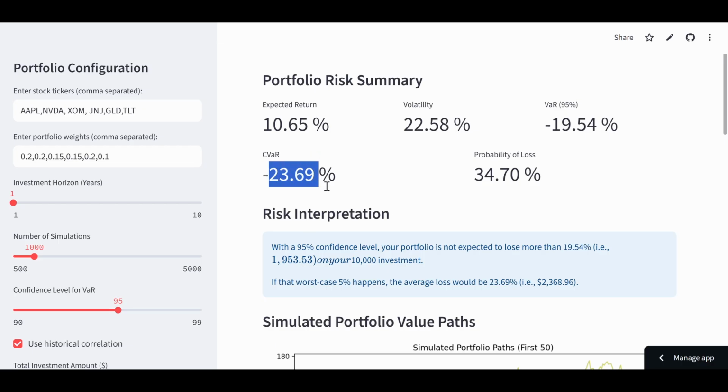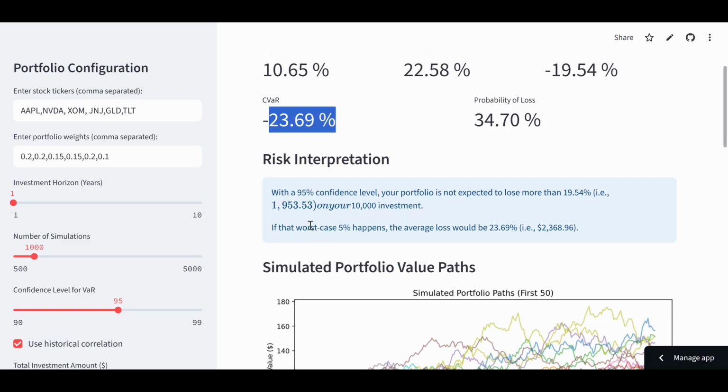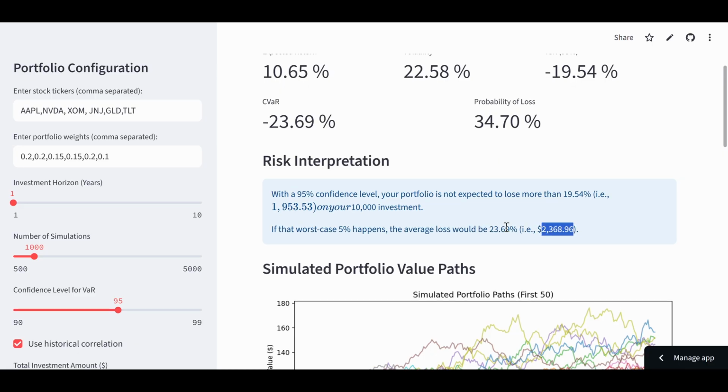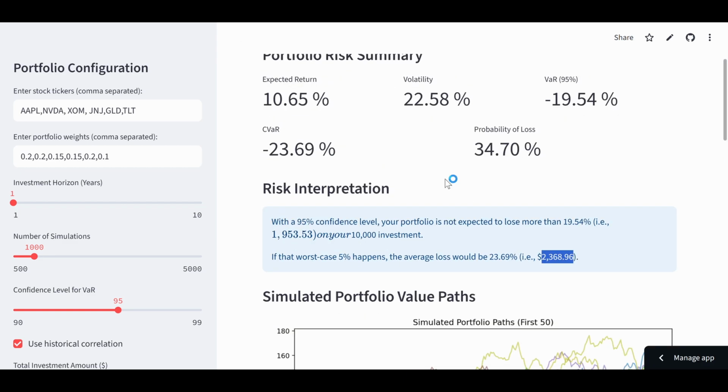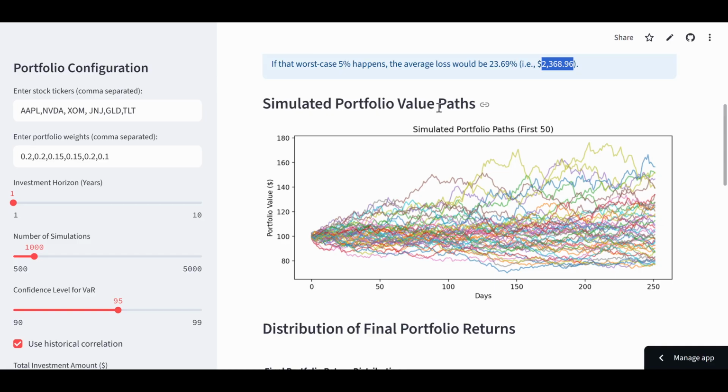And what is this conditional value at risk? So if the worst 5% of cases happen, then what is the average value that you can lose? So we have this big distribution of values, and then we cut it down to only the worst 5%. In that, if this happened, what is the average amount that you can lose? That is 23.69%. So if the worst 5% happens, the average loss would be 23.69%, that is $2,368.96. So this is the risk summary that you'll be getting, and this is the simulated portfolio value path.